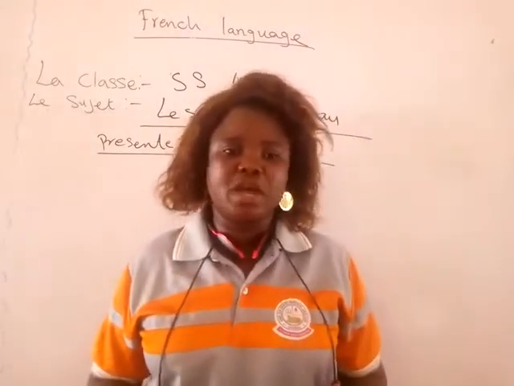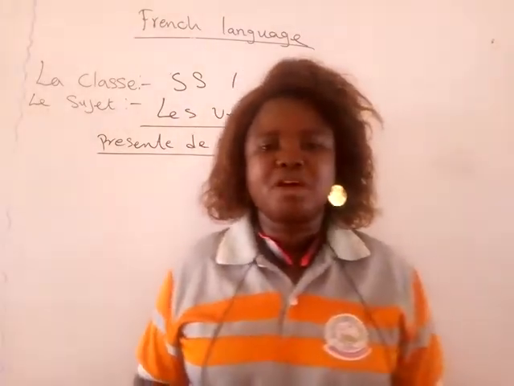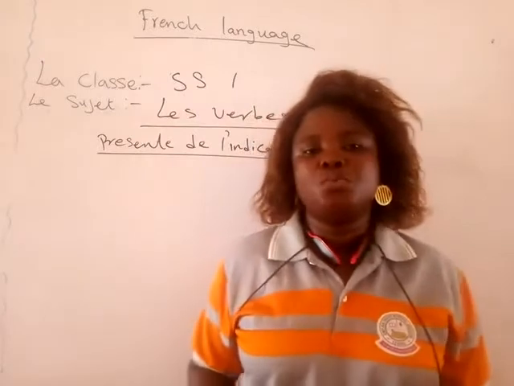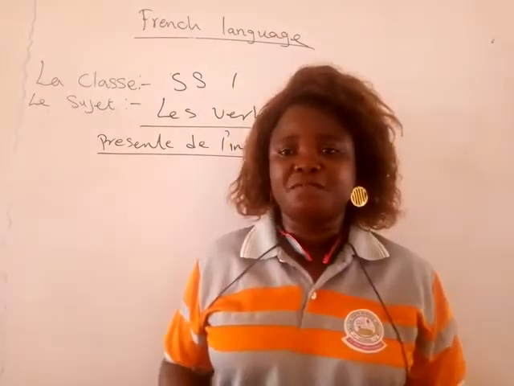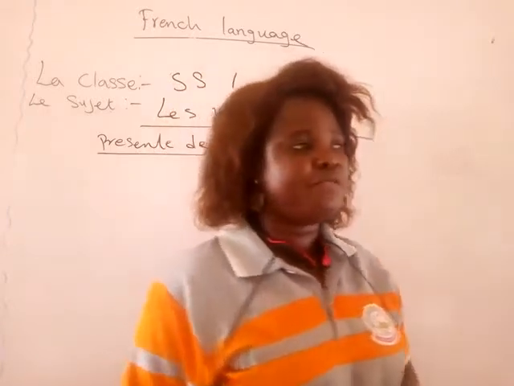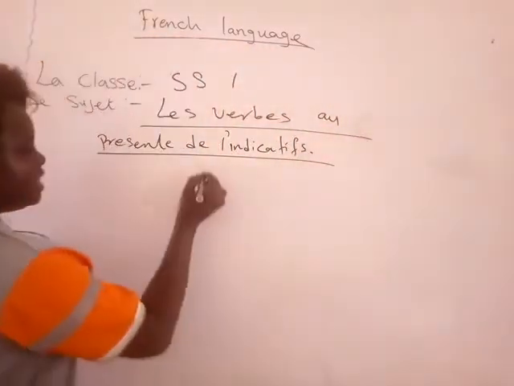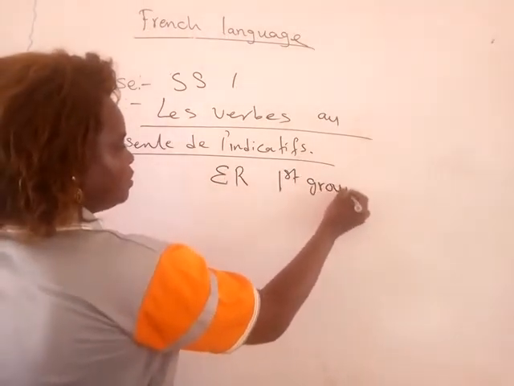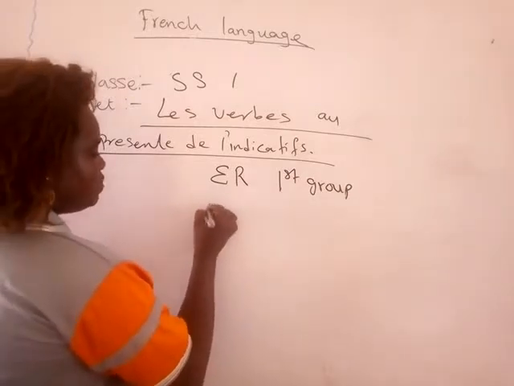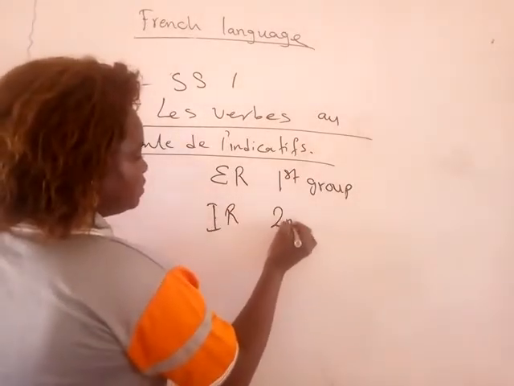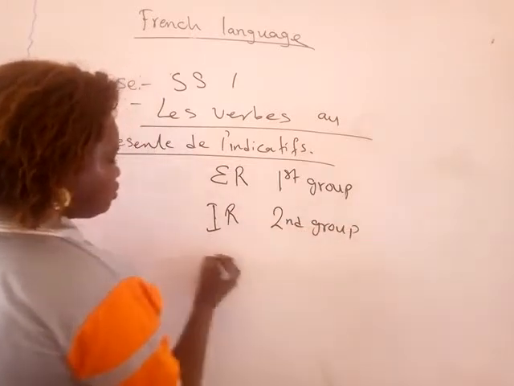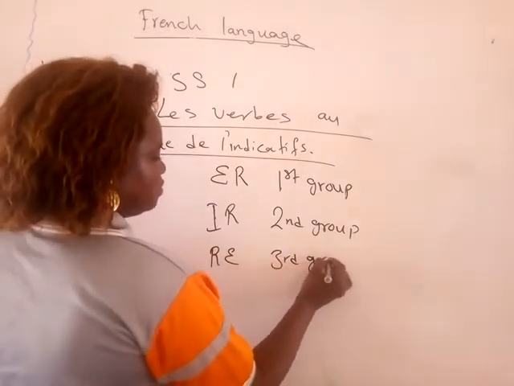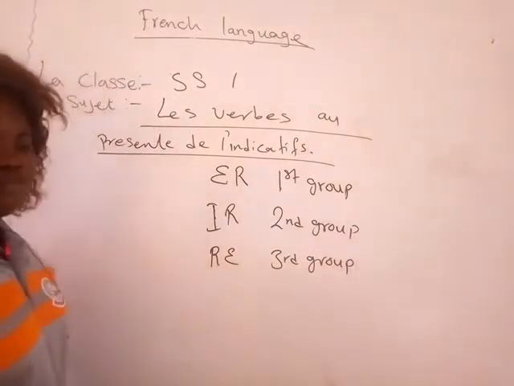So in the French language, we have types of verbs too. Before I give you examples of verbs we have in the French language, note that we have three groups of verbs. The first group of verbs ends with ER. The second group ends with IR. While the third group ends with RE. We have three groups of verbs in the French language.